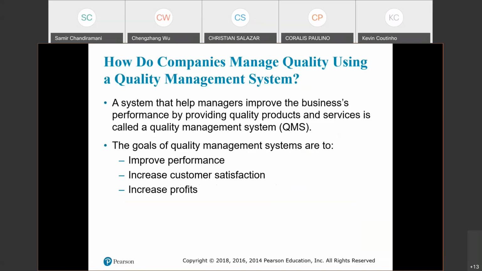Continuous improvement is the primary goal of quality management systems, and it is monitored in many ways. For example, the companies compare the cost of any changes they want to make against the benefits of the changes as one measure to aid decision making.